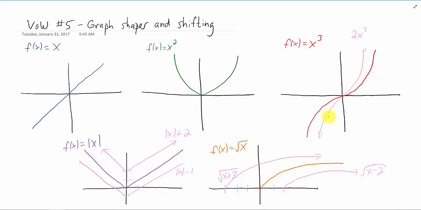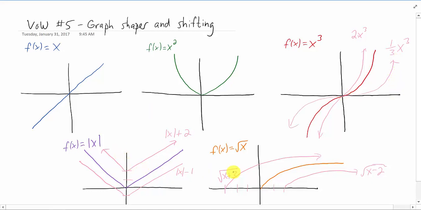Now we can also shrink a graph vertically, and the way to do that is you multiply whatever your graph is by a number that's less than 1. Let's say 1/3. If I wanted to see what 1/3 x cubed looked like compared to this x cubed graph I have, it would look kind of like you squished it vertically. It looks a little bit shorter in the vertical direction.